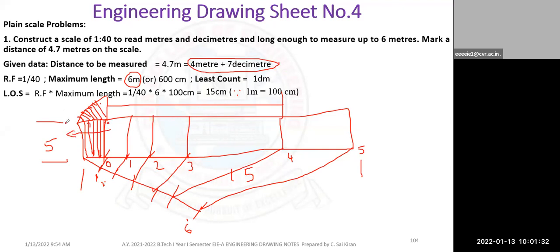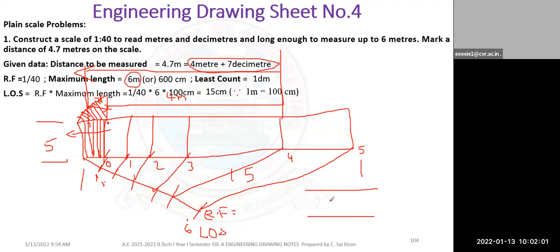Then 0 to 10 you have to go. Mark the 7, highlight the 7. Then this distance is 7 decimeters, and this distance is 4 meters, we are assuming. Then again you have to represent the total distance. This total distance is 4.7 meters. You have to show that. Then you have to write what the LOS value is, what the RF value is, and what the main unit is.